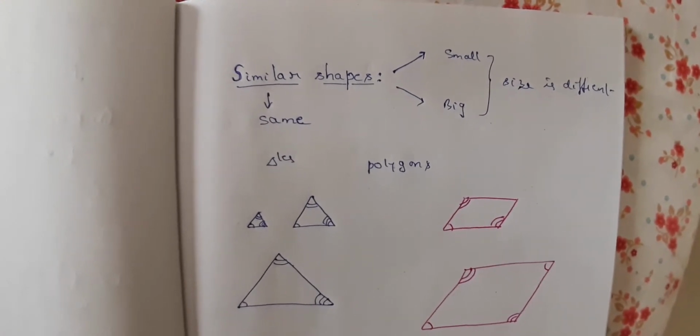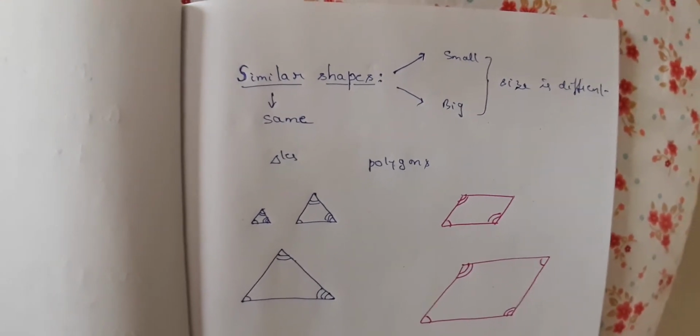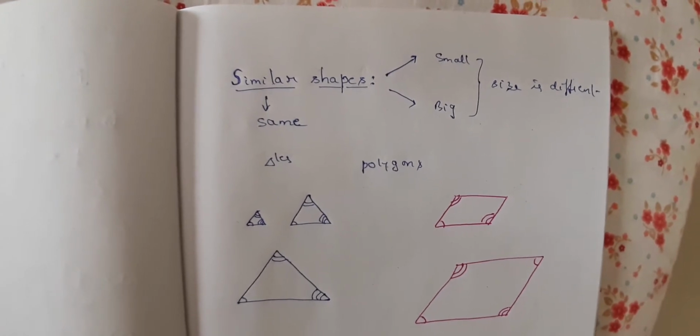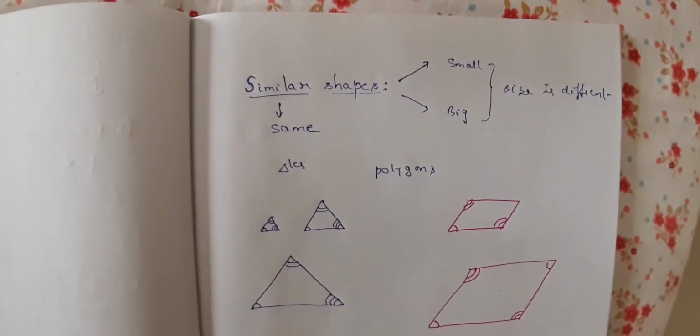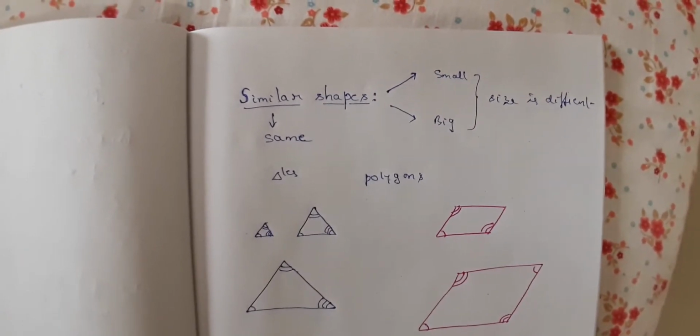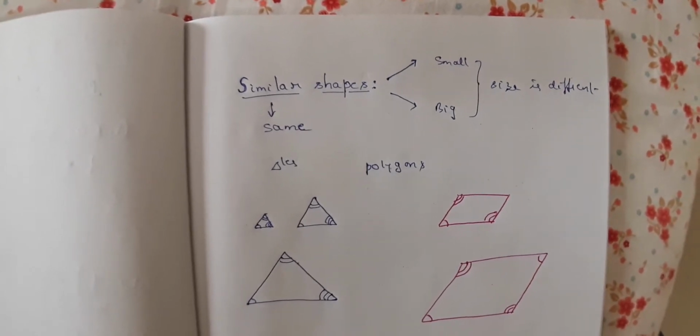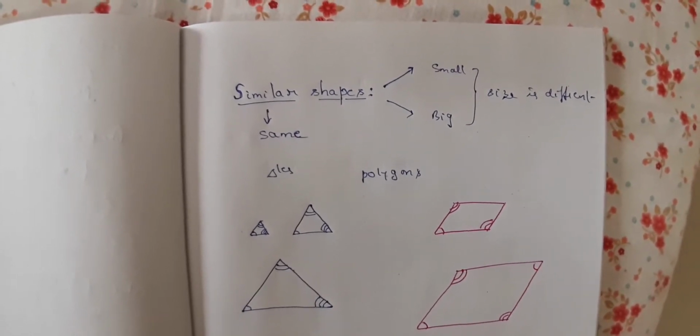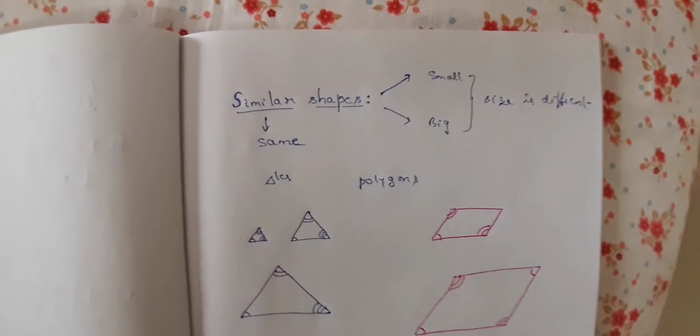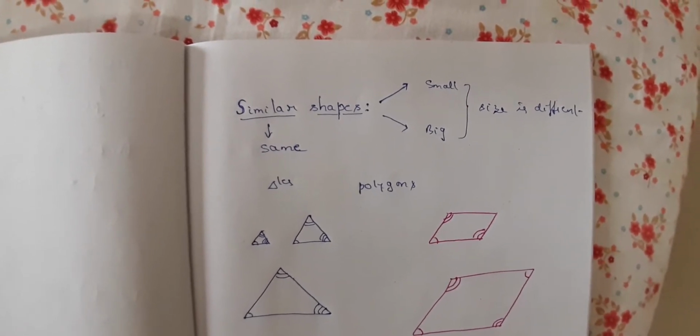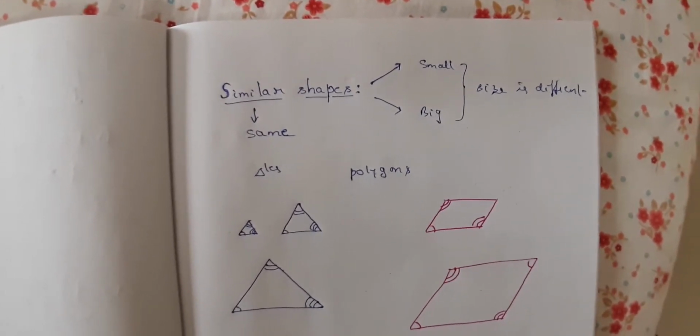In the previous class, we learned about congruency. What is the rule of congruency? Corresponding angles must be equal, corresponding sides must be equal. That means almost both the figures must be of the same size, like the image, one should be the image of the other.